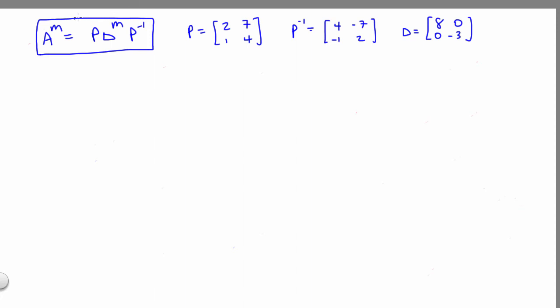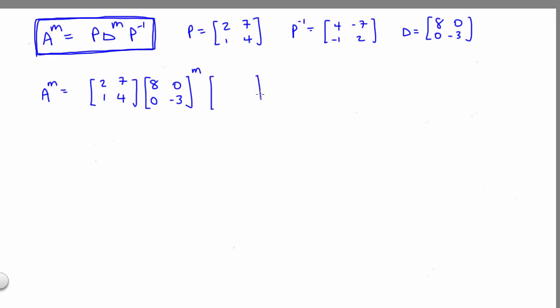Just recopied all the details from our previous screen. We found our formula for A to the m. Looks like P D to the m times P inverse. And we calculated P inverse and D as well on our previous screen. So let's put everything together now. Find our formula for A to the m. A to the m will look like our matrix P times the mth power of D, which is 8, 0, 0, negative 3, that's a diagonal matrix, times P inverse.